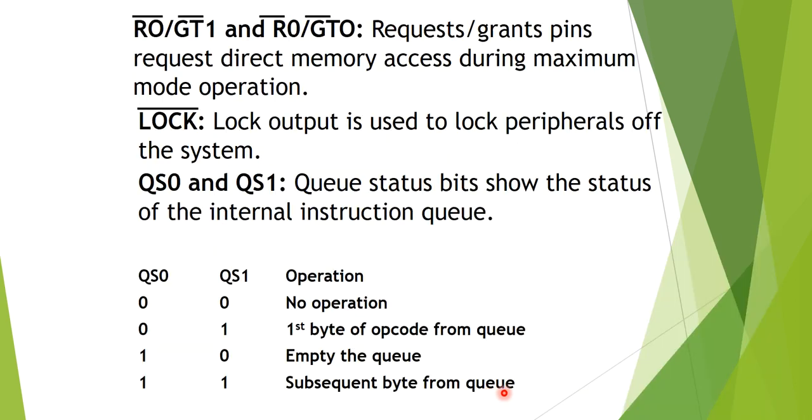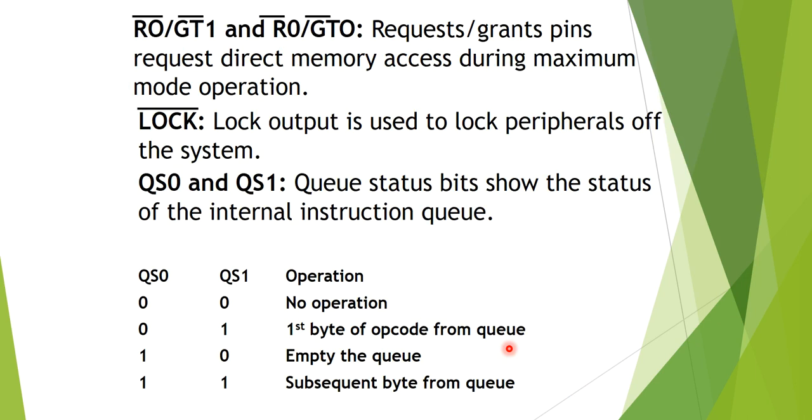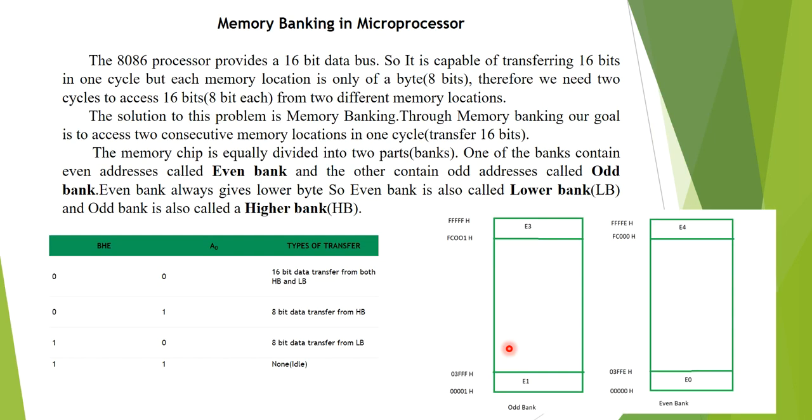So these are the signals which are used in the maximum mode: RQ/GT1, LOCK bar, S2, S1, S0, and QS1 and QS0. These are the signals specifically used in the maximum mode. So these are the two modes in which the microprocessor will work: minimum mode and maximum mode.